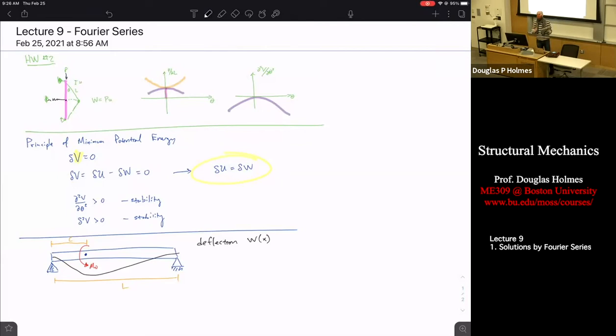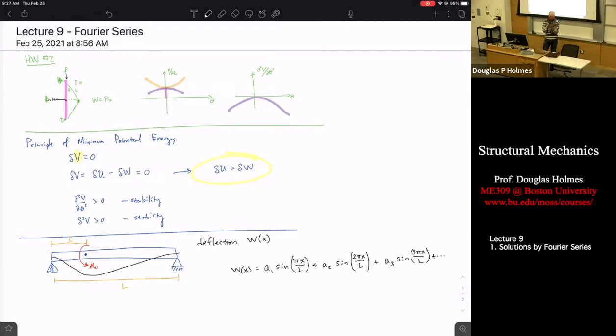A powerful tool for guessing the solution for this beam is to say, I think I could probably assume that my deflection could be approximated by adding up a bunch of sine curves. So you could say, I'm going to take some coefficient A1, which is the amplitude of this sine curve, times the sine of pi x over L. I'll add to that another curve, A2 times the sine of 2 pi x over L. And a third curve, A3 times the sine of 3 pi x over L. Keep going. We can imagine going forever.